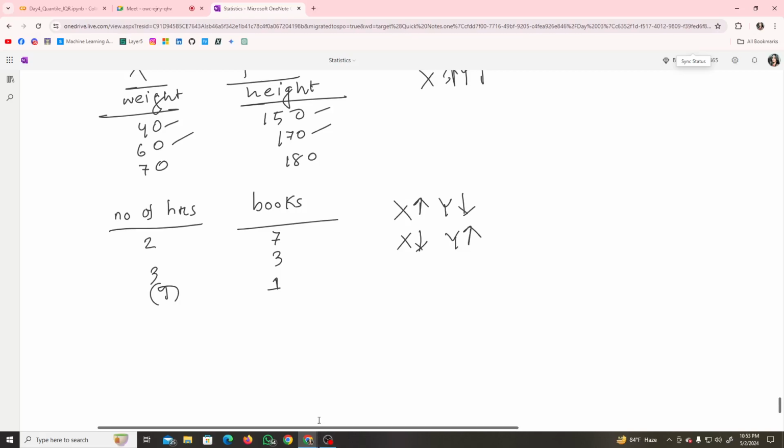So actually what is happening is, by covariance you get the quantity relation between two variables. So what is the takeaway from covariance? You get the quantity relation between two variables.